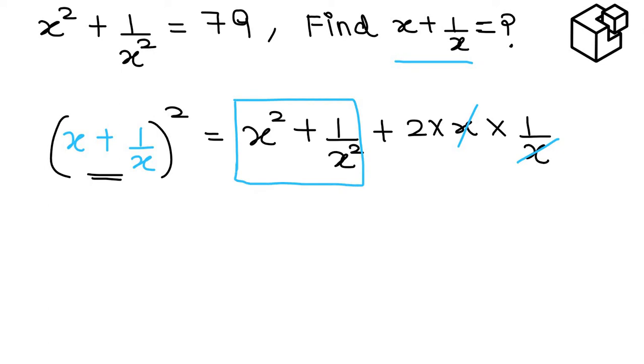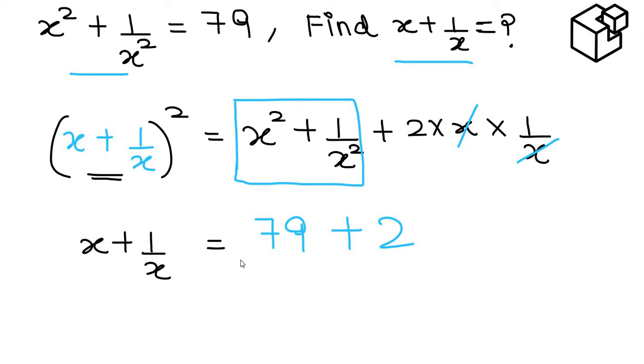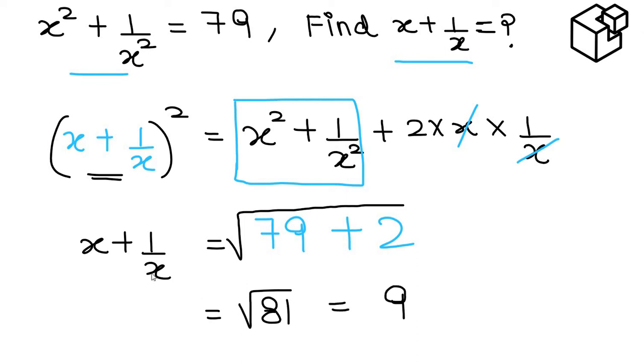So if I put the value of this one here, the value of x square plus 1 over x square is like 79. And this 2 is positive here. And for x plus 1 over x, when I take that square over there, it will become a square root, right? 79 plus 2 is like root 81. And the root 81 is like 9. So you can get the final answer here, right? x plus 1 over x is actually equal to 9.